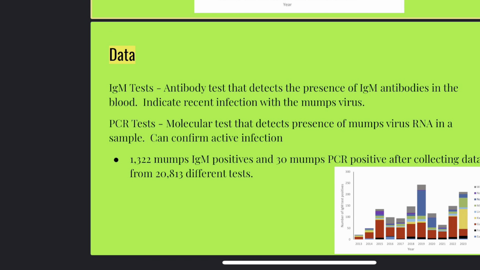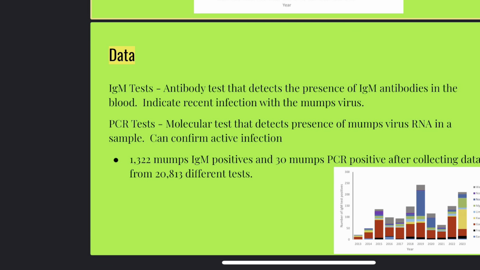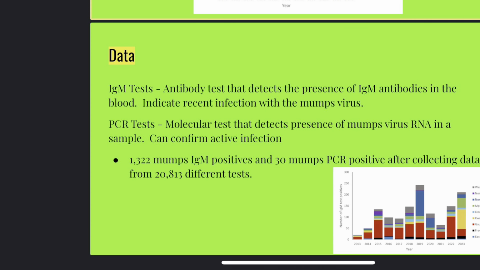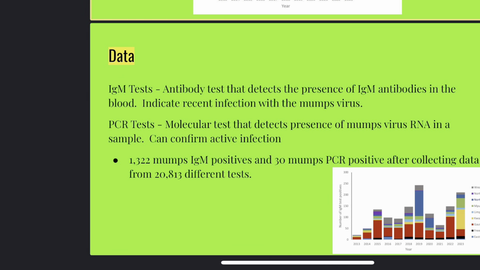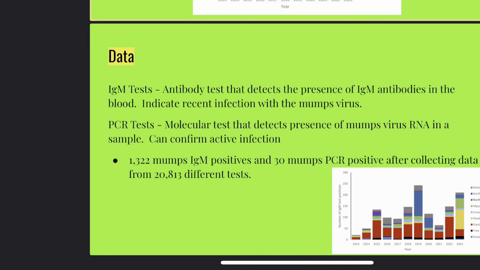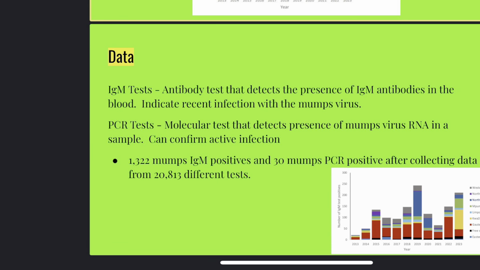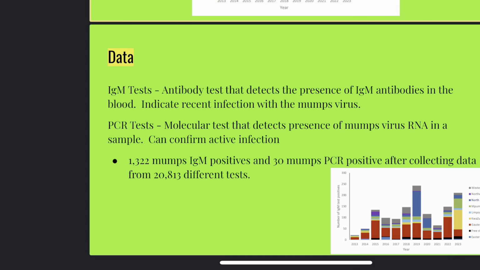There are 2 types of tests used by the NCID to confirm mumps as an outbreak. These 2 types of tests are mumps IgM, which is an antibody test that detects the presence of IgM antibodies in the blood and indicates recent infection with the mumps virus. And the other type of tests are PCR tests, which are molecular tests that detect the presence of mumps virus RNA in a sample and can confirm active infection.